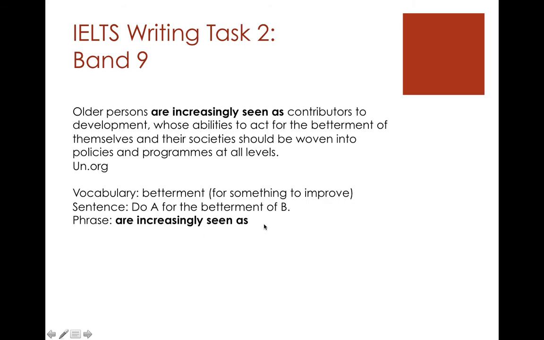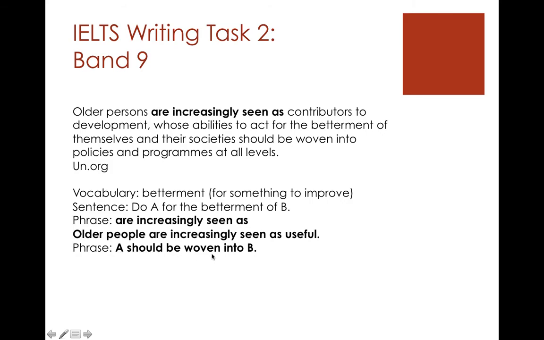And we have "are increasingly seen as." So A, whatever this is, is or are increasingly seen as something else. Older people are increasingly seen as useful. And the phrase "A should be woven into B." Okay, this woven comes from making clothes, weaving to make fabric. So woven into means A should be an integral part or an important part or worked very closely together with B. So older people should be woven into policies and programs at all levels. And in the case of fabric, woven into the fabric of companies. And again, you can use this in any of your essays.